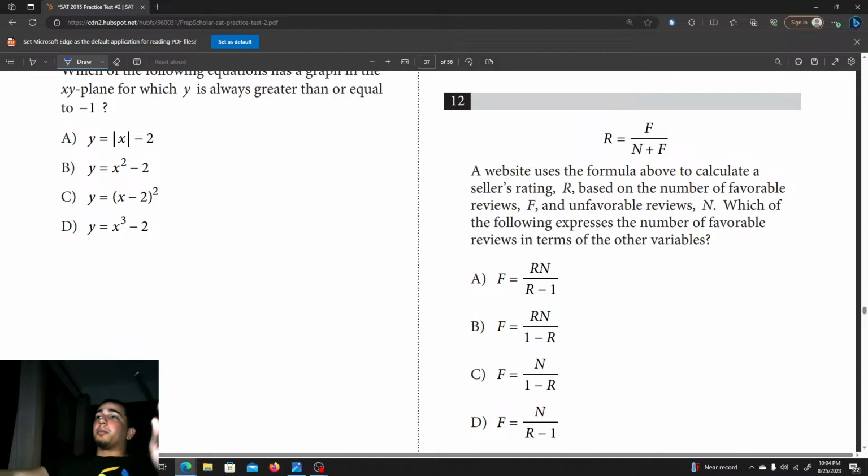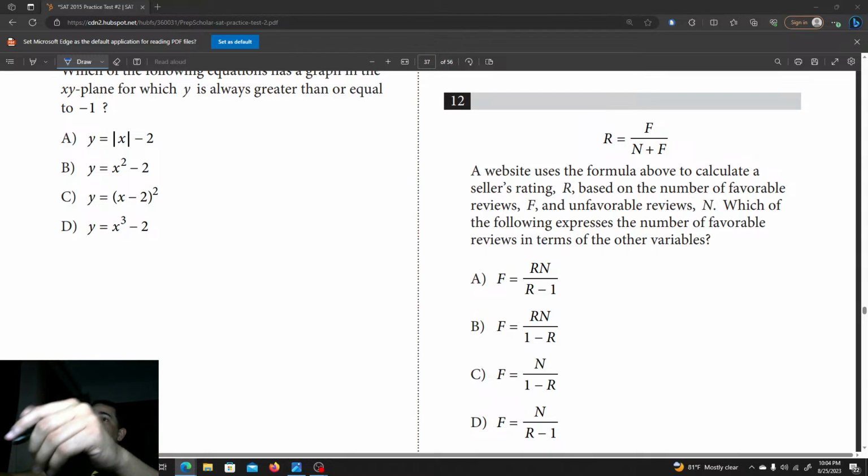Tell me what you think the answer to number 12 is. Try number 12 on your own and then tell me what you think the answer is.